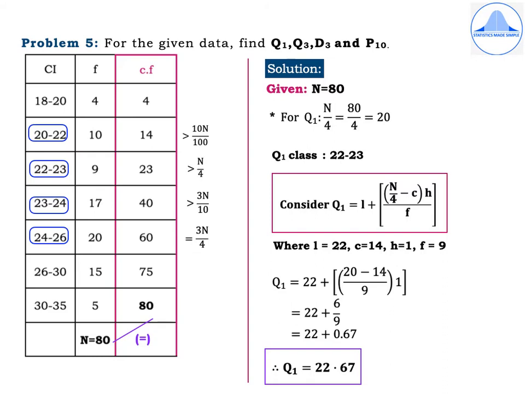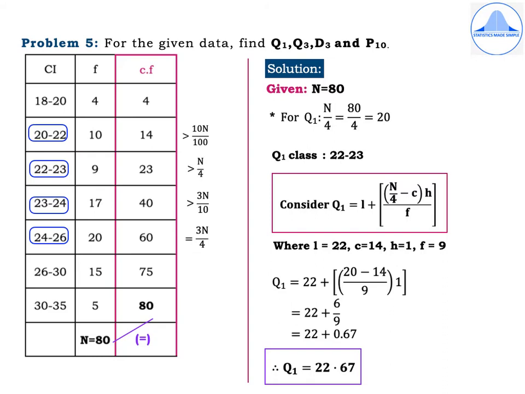Starting with the solution, the first step is to find out capital N, which is equal to 80. Then cumulate the frequencies. So you get 4, 14, 23, 40, 60, 75, 80. So the last value in the CF column should match with capital N, which is also equal to 80. On the solution, write given capital N is equal to 80.